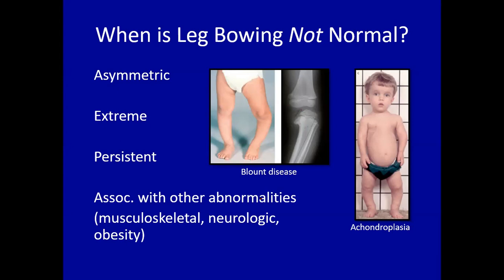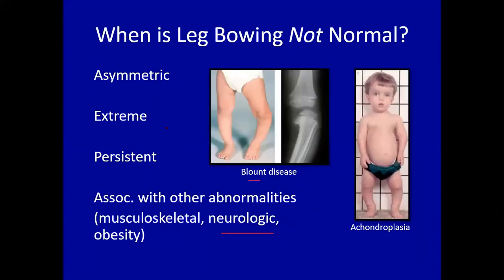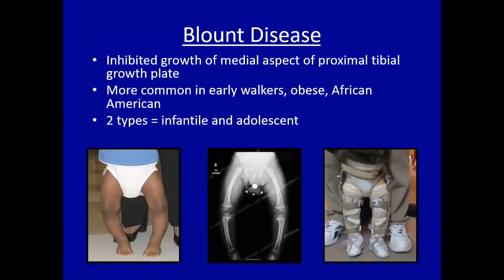Okay, this is called Blount disease. Blount disease can be associated with some neurologic abnormalities. So if we identify this, we want to have the child probably worked up by a children's type hospital or someone who specializes in these type of syndromes. But this Blount disease to us for MSK means that there is an inhibited growth of the medial aspect of the proximal tibia. So dissect that for a minute. So inhibited growth for the medial aspect of the proximal tibia.